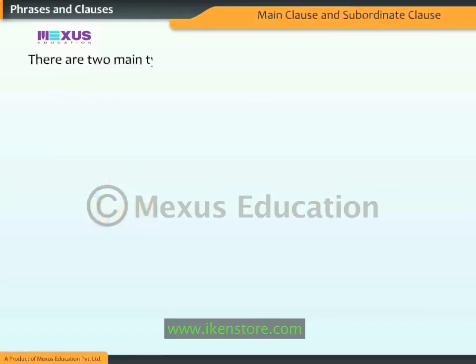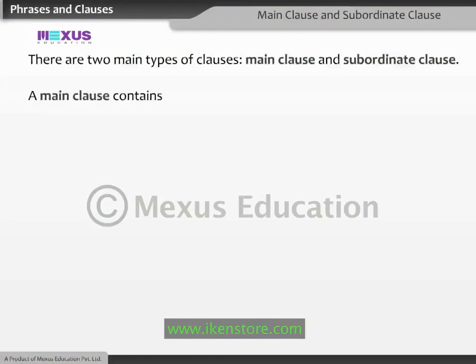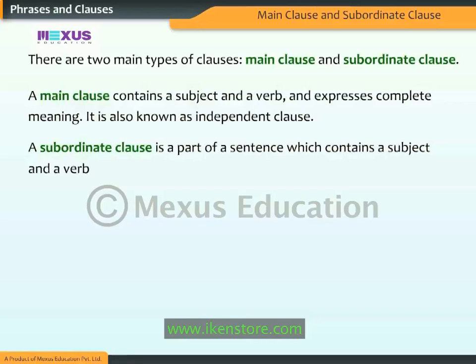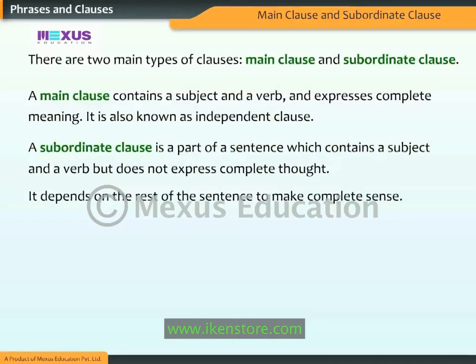There are two main types of clauses: main clause and subordinate clause. A main clause contains a subject and a verb and expresses complete meaning. It is also known as independent clause. A subordinate clause is a part of a sentence which contains a subject and a verb but does not express complete thought. It depends on the rest of the sentence to make complete sense. So, it is also known as a dependent clause.